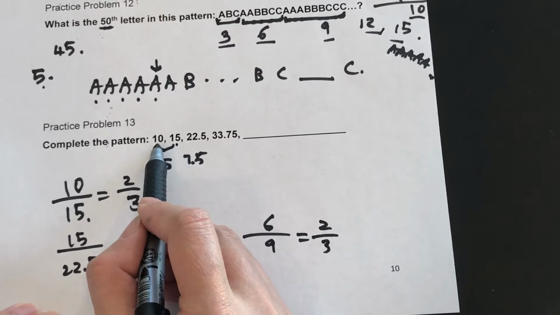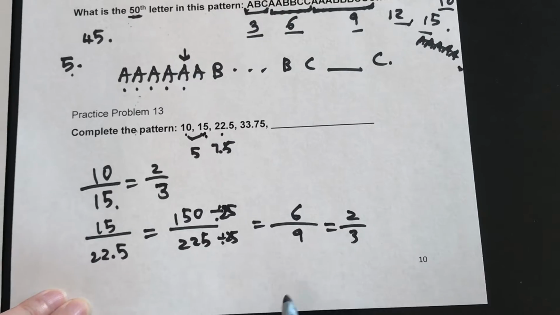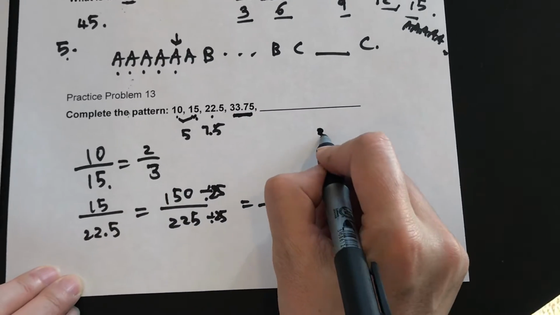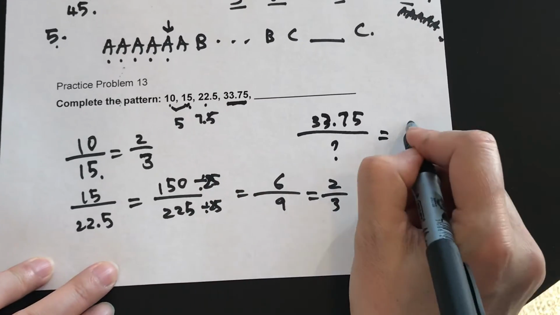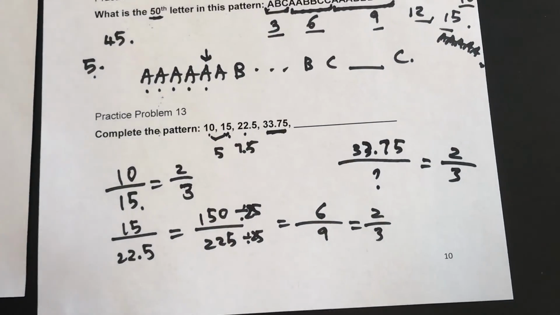So 10/15, 15/22.5, the ratio is always 2/3. So now we can use this number to find the last one. So 33.75 over some number equals 2/3. I hope the students can finish this one.